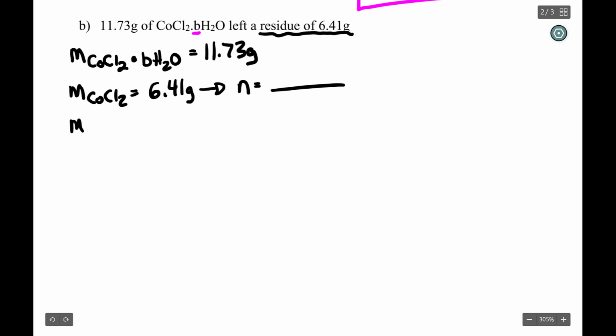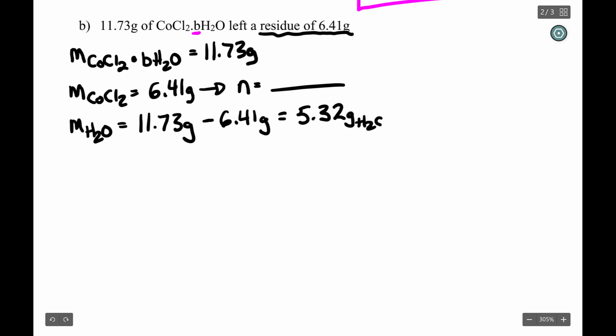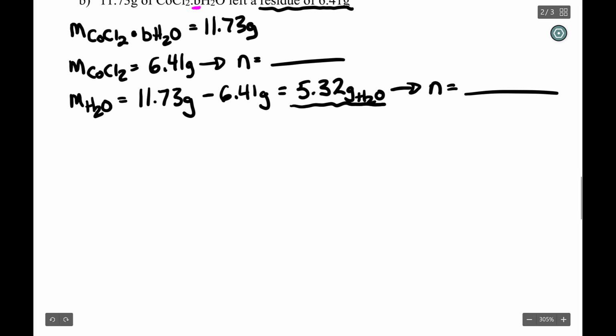But what we need to do first is figure out the mass of water. And we're going to do that by taking the mass of the compound total minus the mass of the ionic part of it, so 6.41 grams. And if I do that, I get a mass of 5.32 grams of water. So that's my mass of water, and I now need to turn that into moles of water.